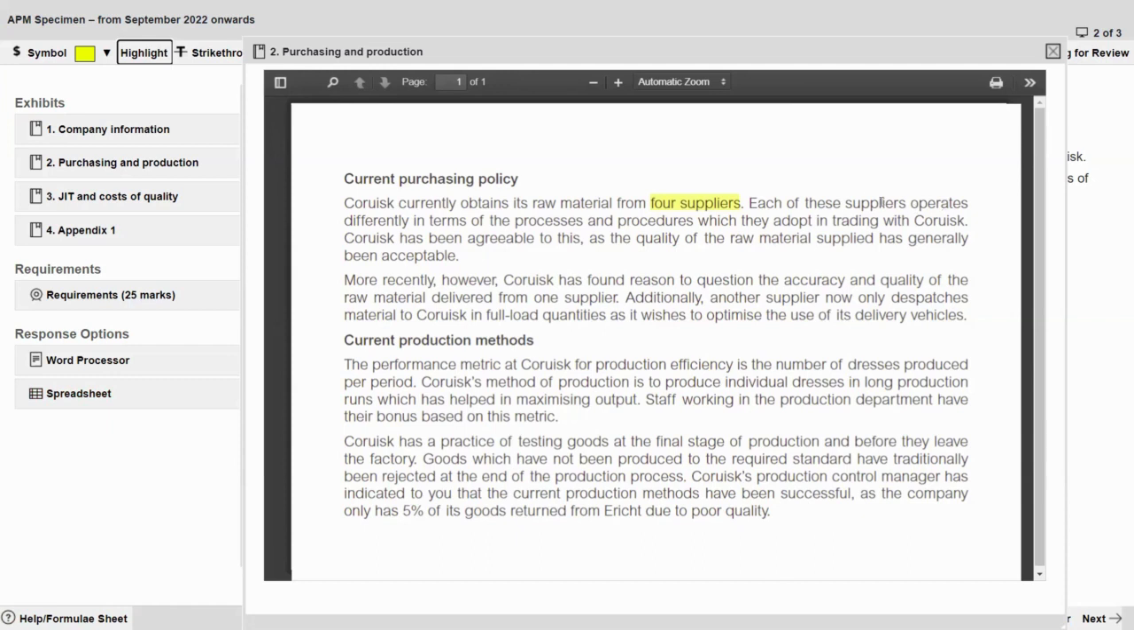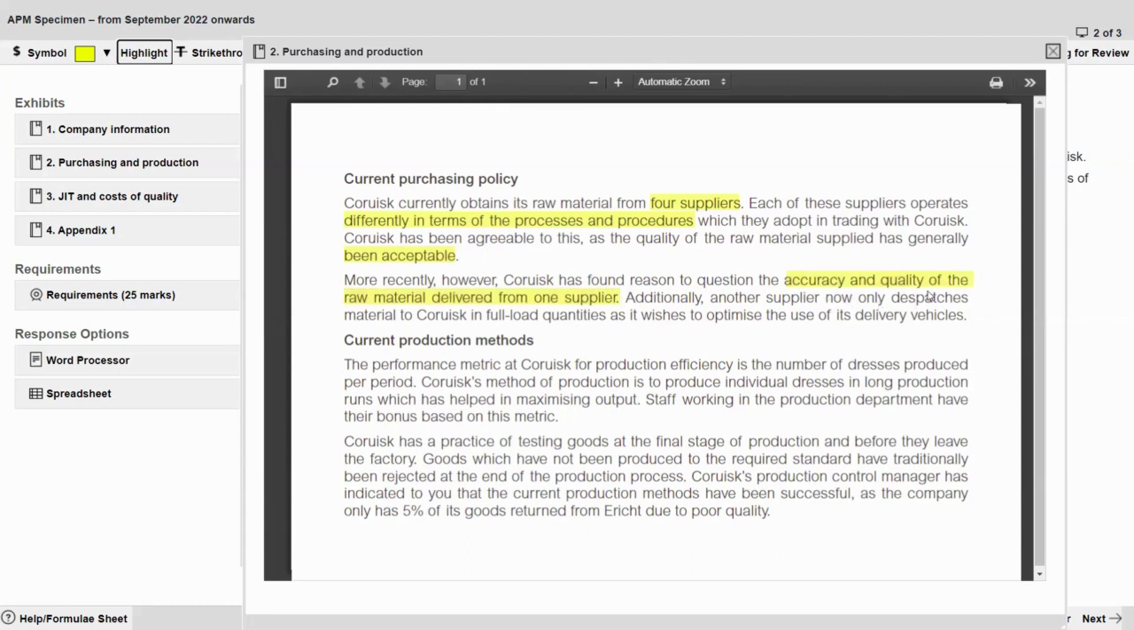So it says each of these suppliers operates differently in terms of the processes and procedures which they adopt in trading with Coriolis. Coriolis has been agreeable to this as the quality of raw material supplied has generally been acceptable. More recently, however, Coriolis found reason to question the accuracy and quality of the material delivered from one supplier. So the doubts over one supplier.